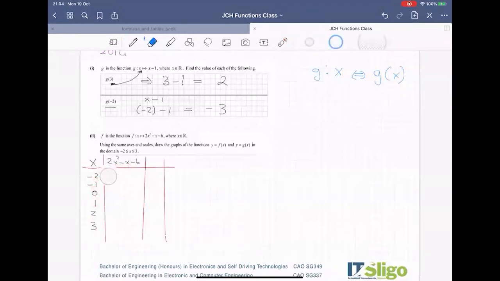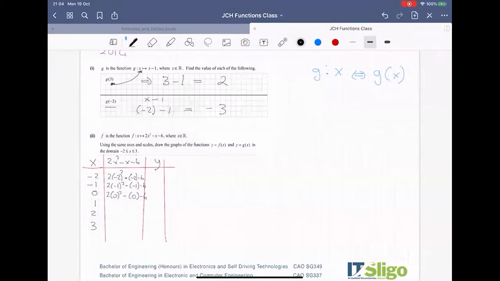So 2 times minus 2 squared minus minus 2 minus 6. Lots of minuses in that one, so it's easy to make a mistake. 2 times minus 1 squared minus minus 1 minus 6. So you can see in all of these, I put my x values into a bracket to protect it and to make sure that I don't screw up the signs.